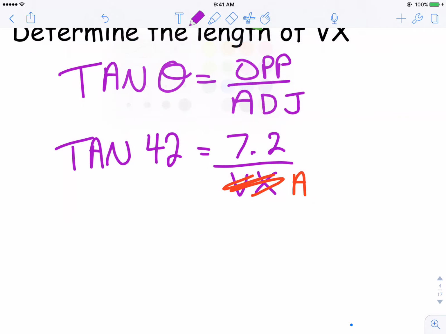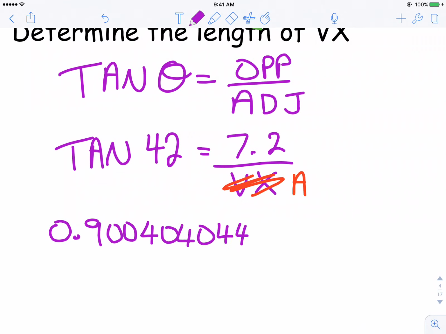So now I use my handy dandy calculator and I punch tangent 42 into my calculator. Again, depending on the calculator, depends on what steps you have to do in order to get that value. But you should be able to get a value of 0.90040404443. And if you can't, then something's going wrong.